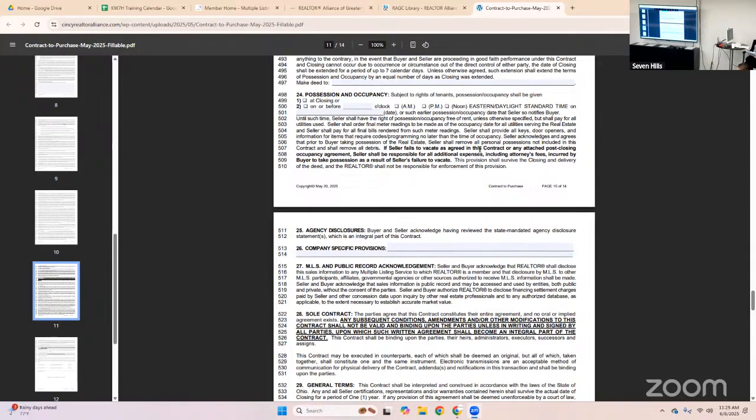So agency disclosure, section 28, sole contract, replaced fax or internet with electronic. That's good. Somebody asked me to fax something a couple weeks ago, and I don't even know how to fax anymore. So it's been changed from fax to electronic.